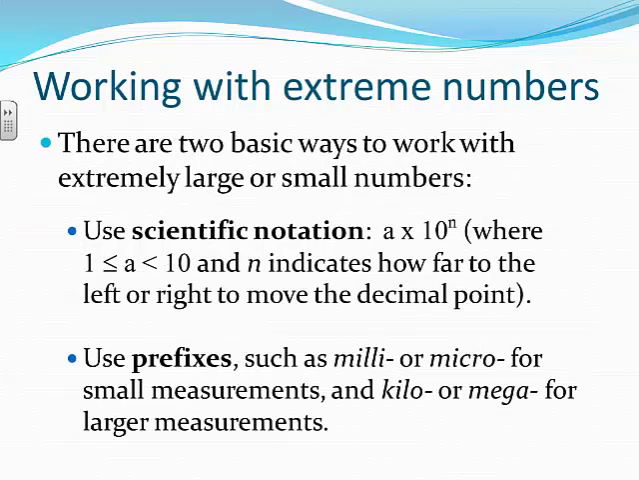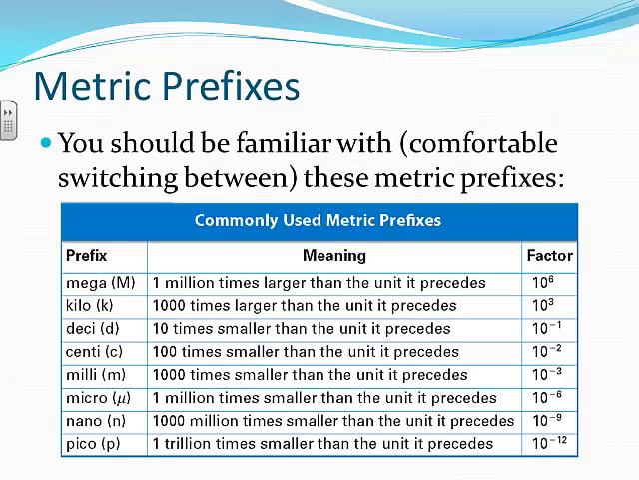There are 2 basic ways to work with extremely large or extremely small numbers. Using scientific notation, where something is taken times 10 to a power, where the number is somewhere between 1 and 10 but can't be 10, and of course that exponent n indicates how far to the left or to the right to move the decimal point. Or another choice is to use prefixes, such as milli or micro for small measurements, and kilo or mega for larger measurements. You should be familiar with or comfortable switching between the metric prefixes found in this table.